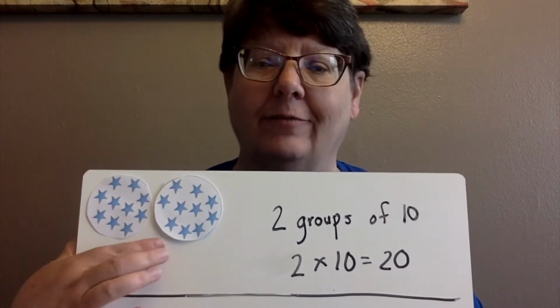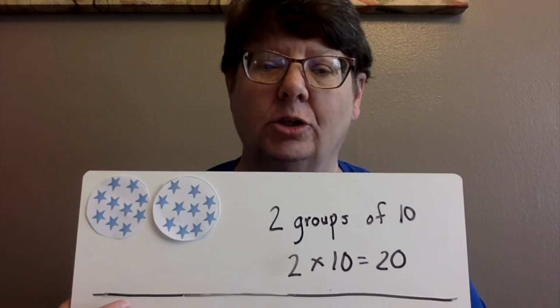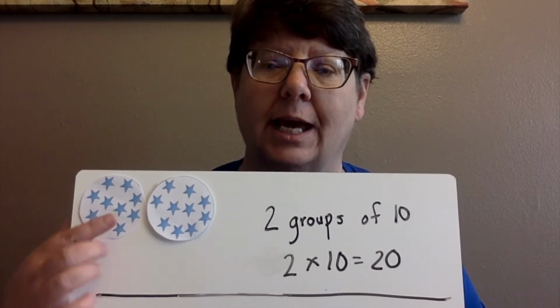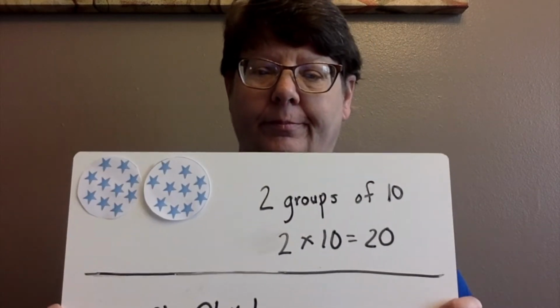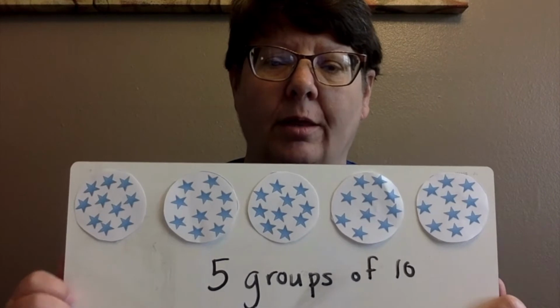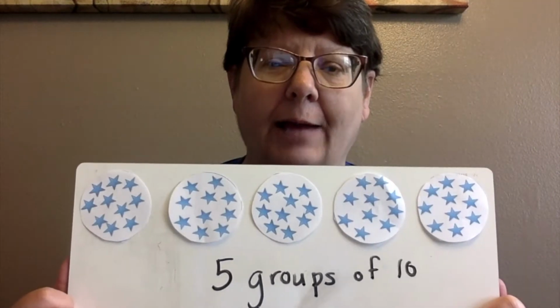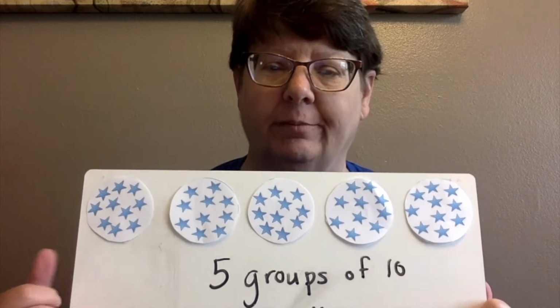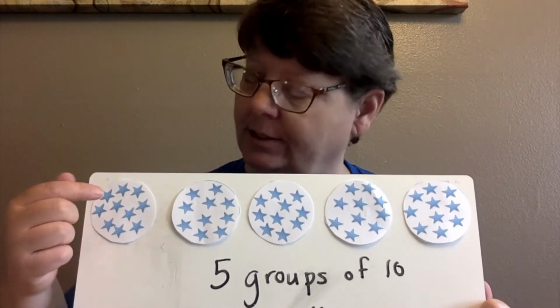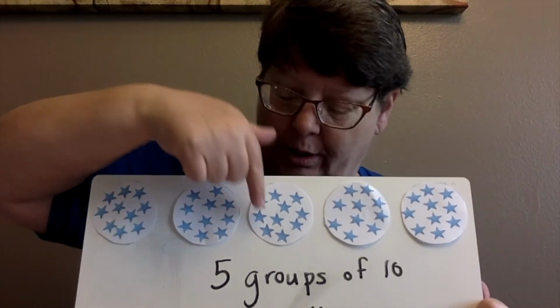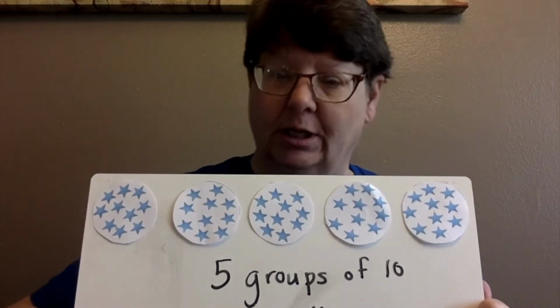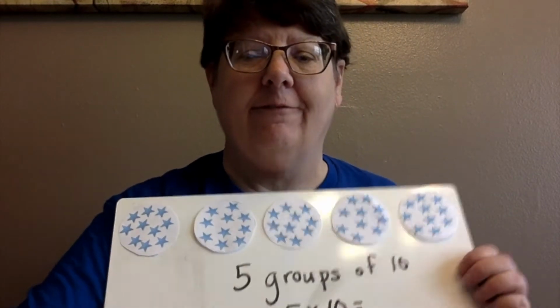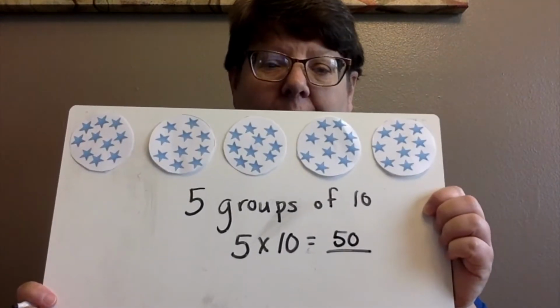This time I have two groups of 10. 2 times 10 equals 20. 10, 20. This time I put 5 groups of 10. So we can solve it. I know how to count by tens. 10, 20, 30, 40, 50. So I can write my answer. 5 times 10 equals 50.